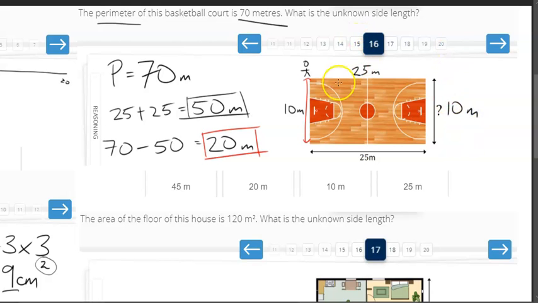So then when we add this up, this is 25 plus 10 plus 25 plus 10, which is 50 plus 10 is 60, plus 10 is 70, which is the initial amount that we began with. So one of these sides is 10 meters. Be careful and don't choose the 20 meters just because we have 20 meters left. It's asking for one of these sides, not both of these sides. So we've got to be careful and just put the answer of 10 meters.